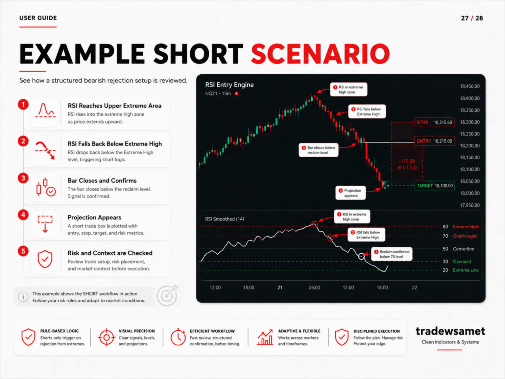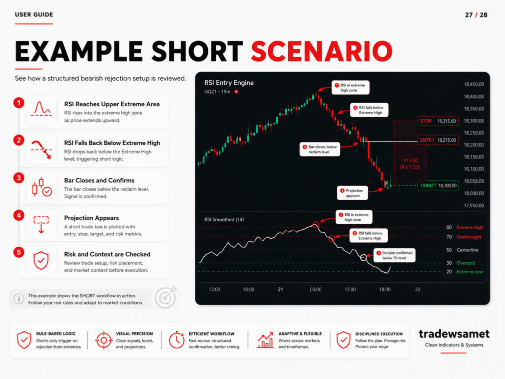Fifth, risk and context are checked. A short signal means RSI rejected from the upper extreme area. It does not mean price must fall. You still need market context, risk management, and discipline.